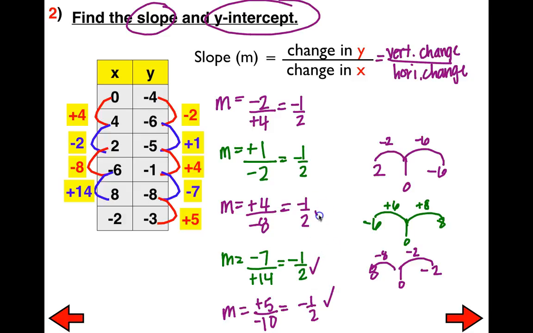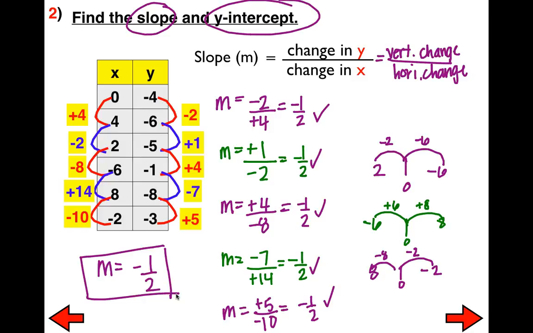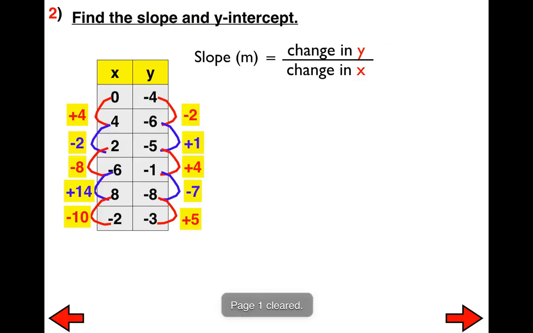So notice here, we do have a constant rate of change. So I can confidently say that my slope is m equals -1/2. I can't stress enough, you need to make sure there is a constant rate of change, because if not, it's not going to form a line, therefore there is no slope. Okay, so now let's move on to the next one.